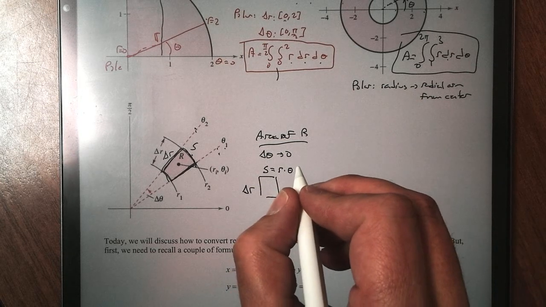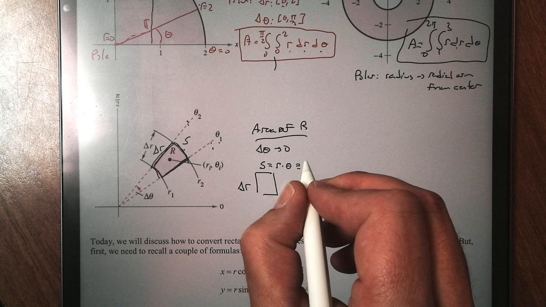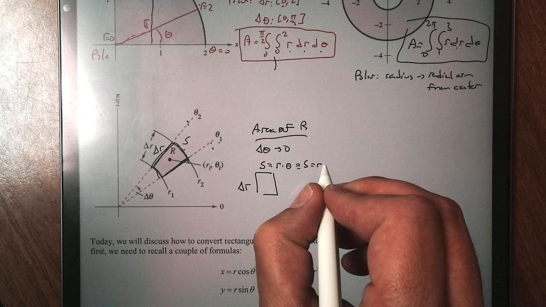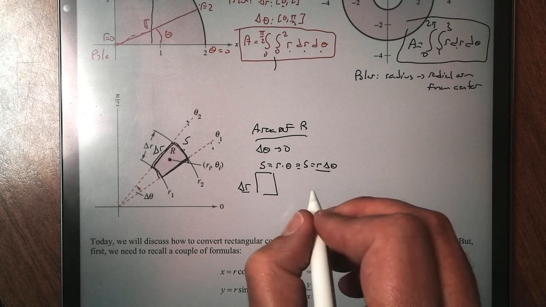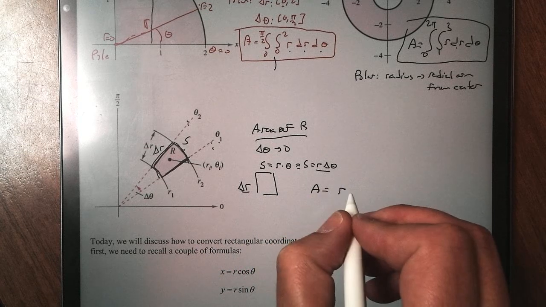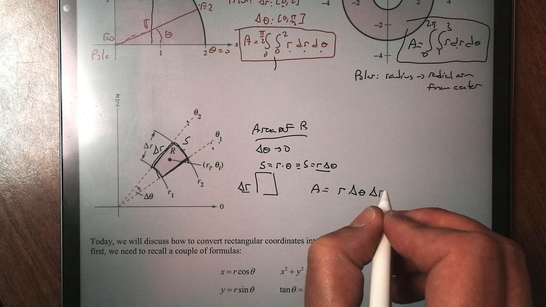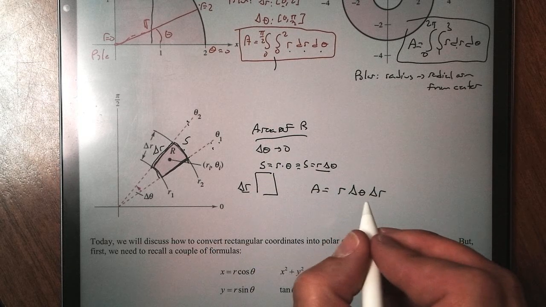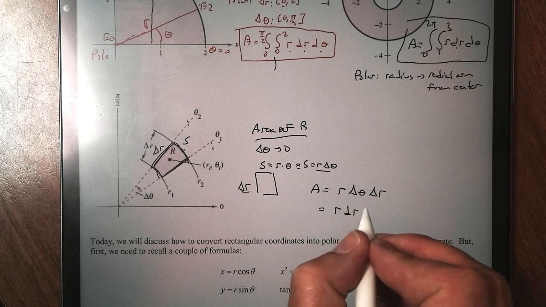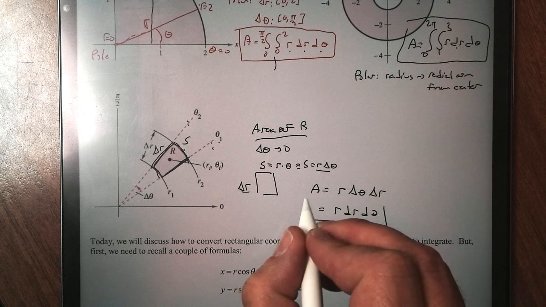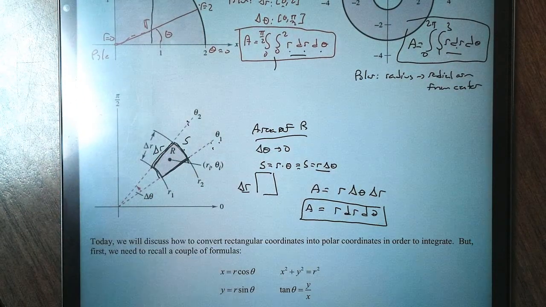So this is all based on my change in theta as it goes to 0, so we can get S equals R d theta. The area of my rectangle here would be R d theta times delta R. And as theta goes to 0, these become d's, and we're going to switch the order here: R dr d theta. And that is how we get our area, and that's where we got these little parts right up here.